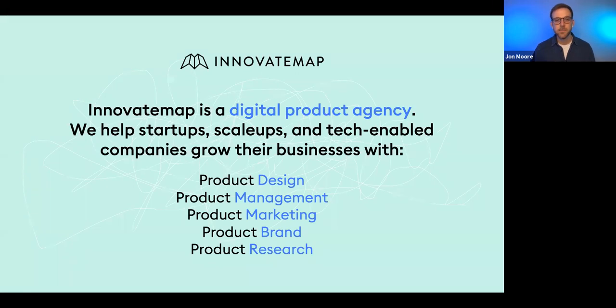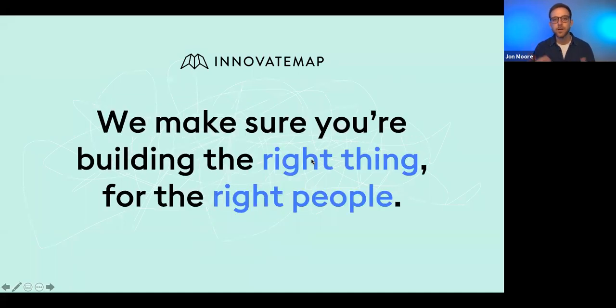So what does Innovatemap do? Well, Innovatemap is a digital product agency, and we help startups, scale-ups, and tech-enabled businesses grow their companies through expertise in product design, product management, product marketing, brand, and research. What really sets us apart is we are not a development shop. We don't actually write any code, but we will work with our clients who either have their own dev teams or we'll help them find really wonderful developers to get their products built out. Ultimately, our goal at Innovatemap is to make sure that our clients are building the right thing and they're building it for the right people.